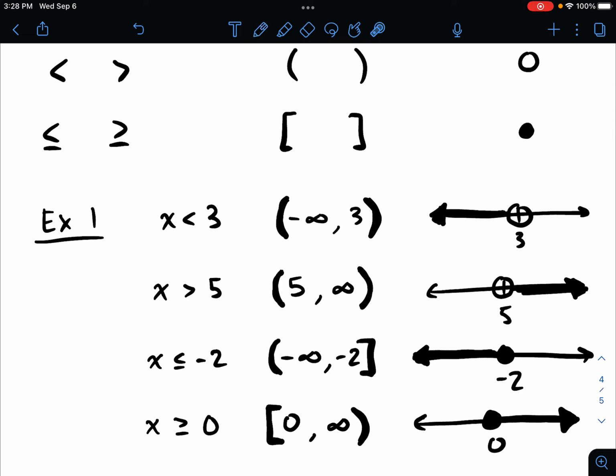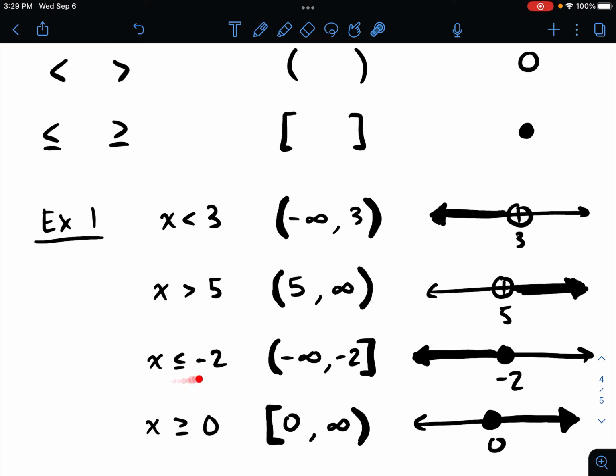So some key things to think about here. Notice how infinity always has a parenthesis, right? Negative infinity as well. Parentheses mean that you're not including that value, that you can never actually get to that value. So like when I talk about x is less than 3, notice 3 is not a solution, right? It has to strictly be less than 3. So I don't want to actually include 3, hence the parentheses.